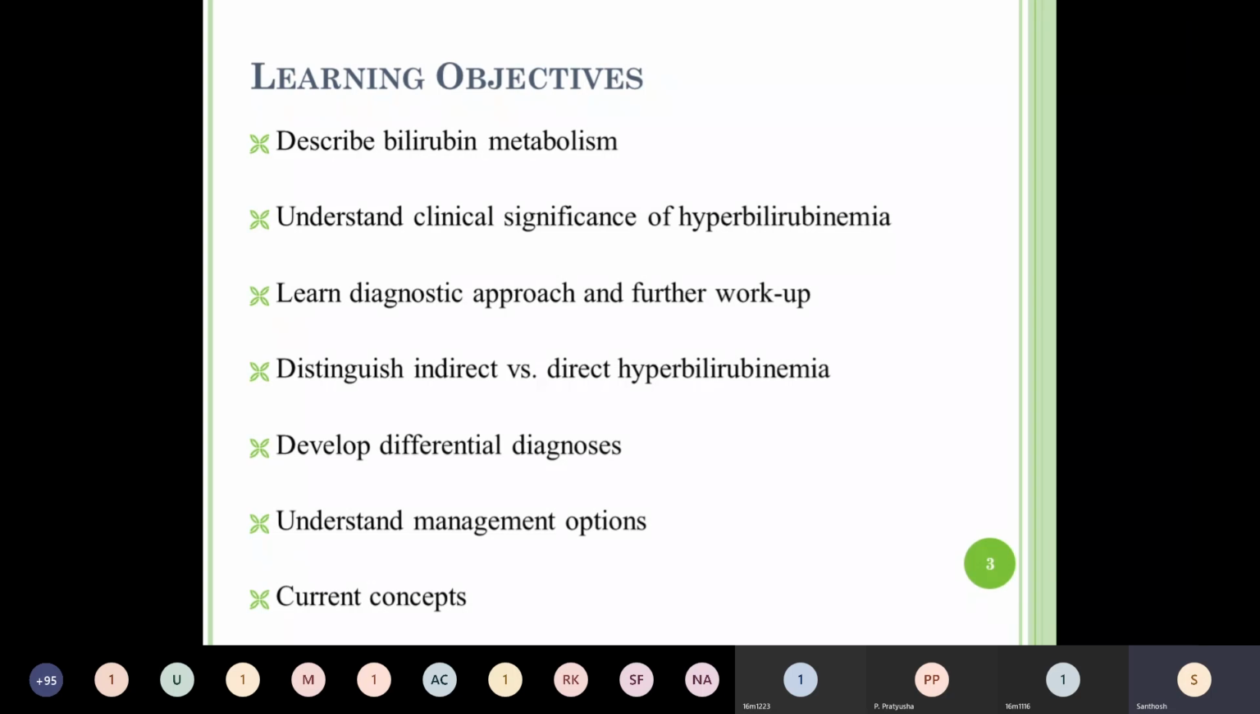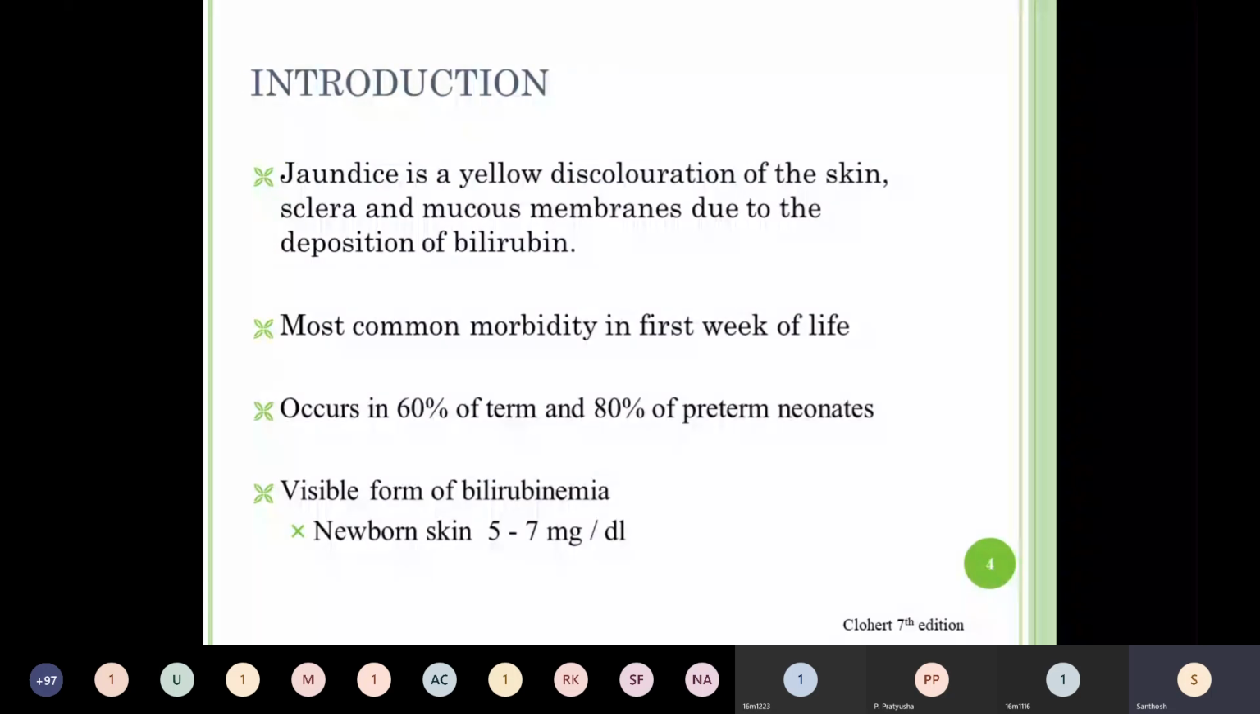Now in this class I am just going to talk about the indirect hyperbilirubinemia that is usually seen in the newborn period. So what do you mean by jaundice? It is nothing but yellowish discoloration of the skin, sclera and mucous membrane due to the deposition of bilirubin. It is most commonly seen in the first week of life. It is seen in 60% of term babies and 80% of preterm babies.